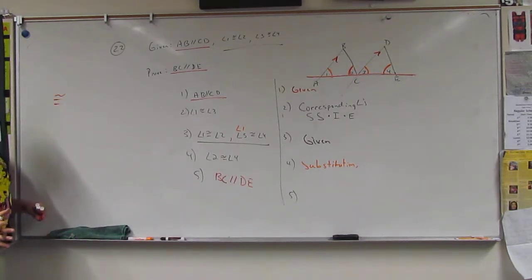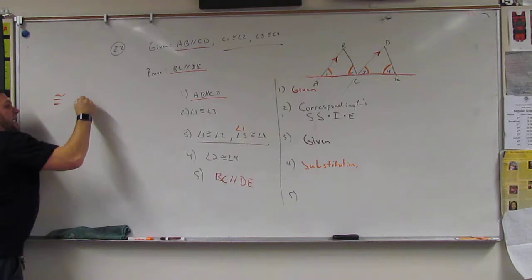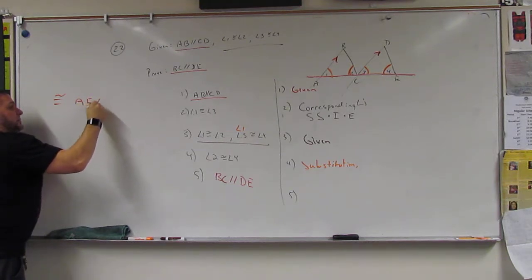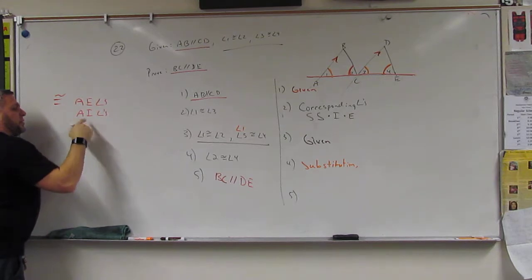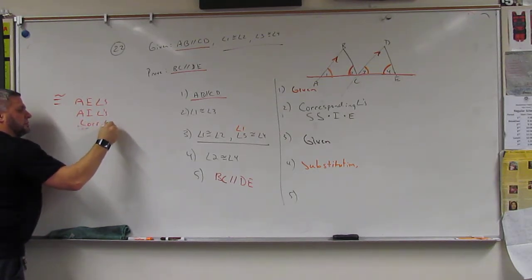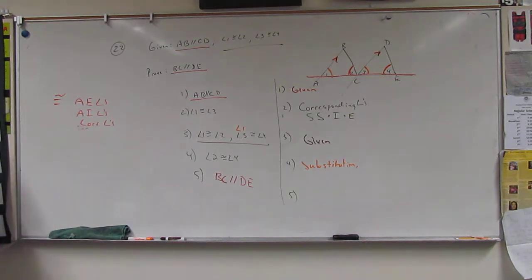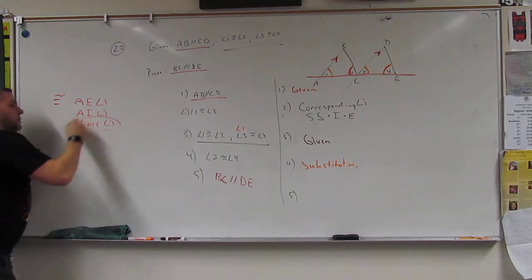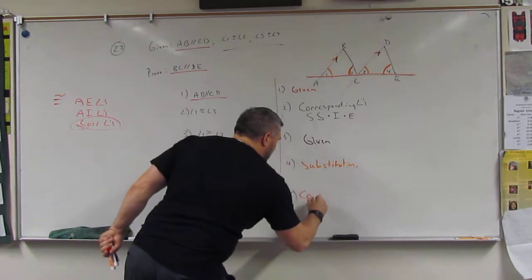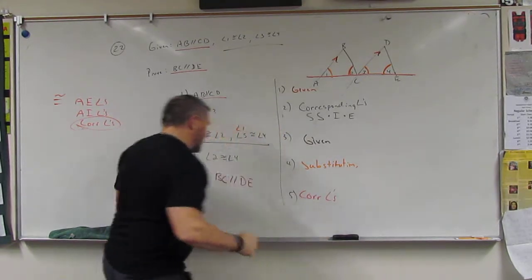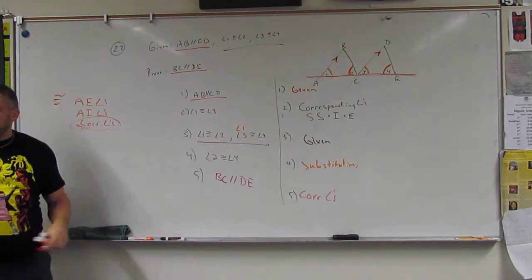And there's 3 rules for congruent. There's alternate exterior angles, there's alternate interior angles, and there's corresponding. So which one is it? Corresponding. Okay, that's it. That's the proof.